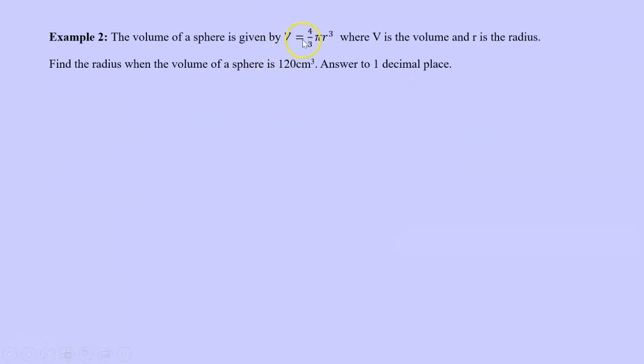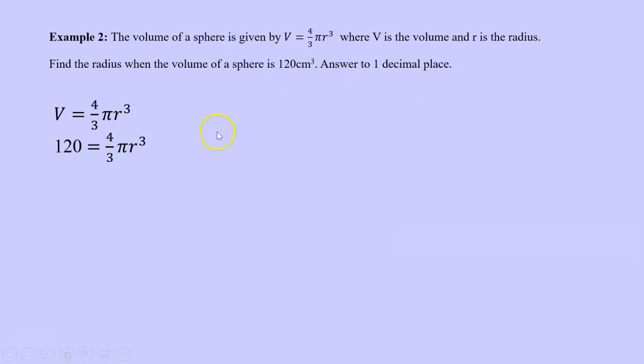So we're given the volume of a sphere, so we highlight the formula, and we know that we want to find the radius when the volume is 120 cubic centimeters. So step 1, write the formula. Step 2, put in what you know. So you know V. That's all you know. We already have a mark.